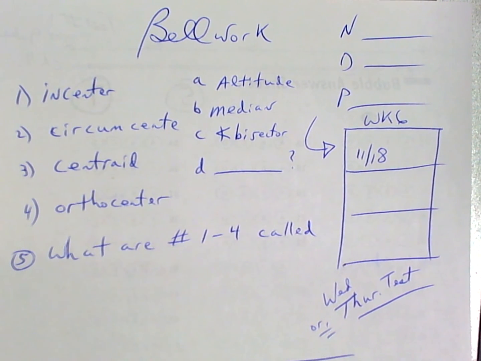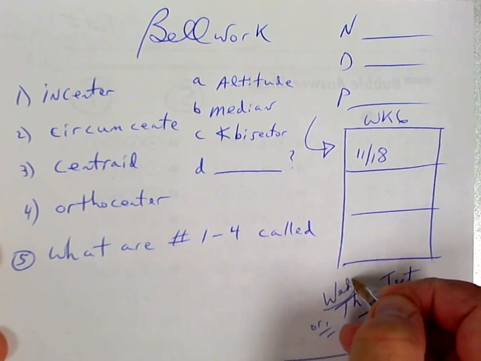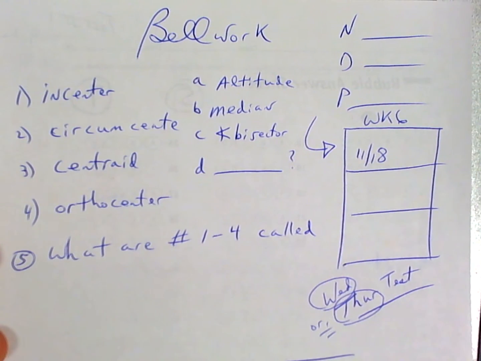This is week 6, and at the end of this week, you should have 6 pages of bell work. All right, let's take a look here. We have a test. It's either going to be Wednesday or Thursday. I haven't decided yet. I'll let you know by tomorrow. Anyway, let's take a look at some of these.